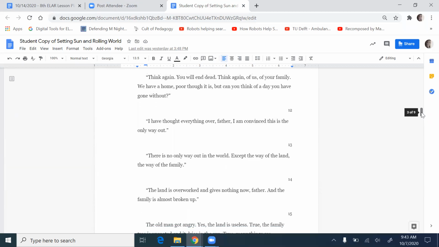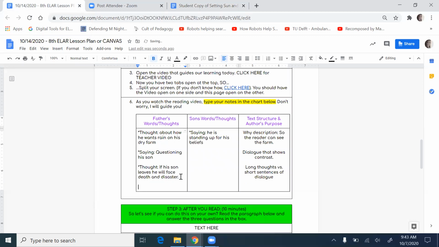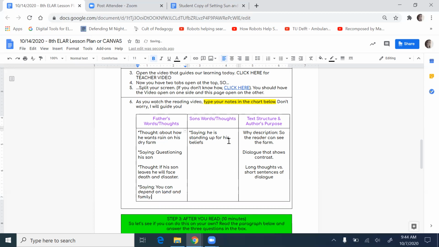Okay, pause right there. Let's go back. What is the son saying in our back and forth contrast? Or what is the father saying? The father is saying, you can depend on land and family. And what is the son saying? He's saying, our family is gone and our land is dead. I can't depend on either one if they're gone and dead. So you see that conflict, that contrast in the dialogue between how they're thinking.